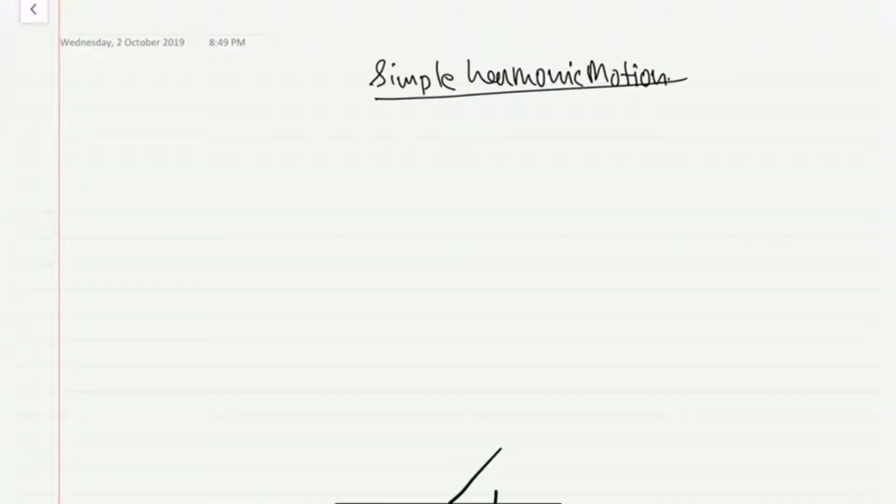Simple harmonic motion. Let us start with simple harmonic motion. First, we will discuss what periodic motion is. Periodic motion. So what about the periodic motion?